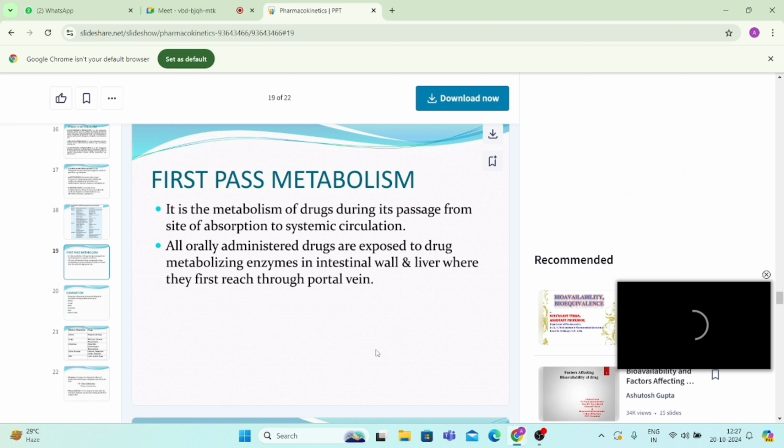And what drugs undergo first pass metabolism? Already I told you that oral drugs undergo first pass metabolism. Why? Because they need to cross the hepatic portal vein.